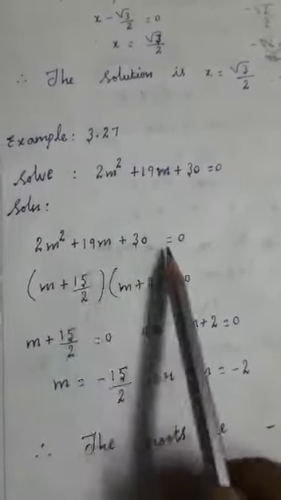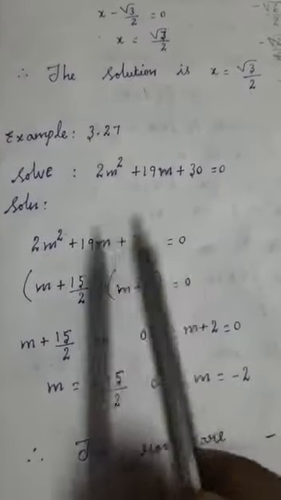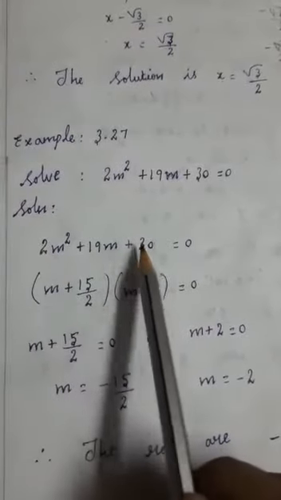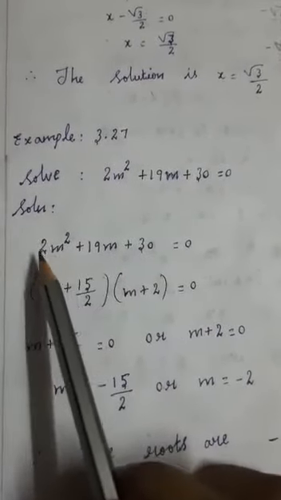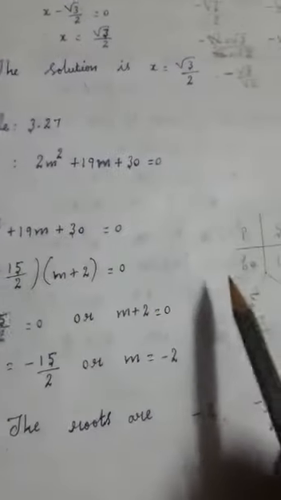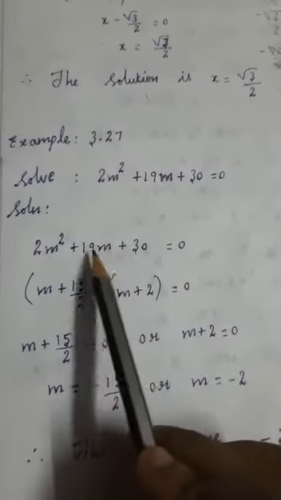First write the equation 2m square plus 19m plus 30 is equal to 0. Now, how to solve? We know that the product is the coefficient of m square with the constant term. The coefficient of m square is 2 and the constant term is 30. So 2 into 30, that product is 60. The next one, the in-between term, that is the sum. The coefficient of m is 19, that is the sum.